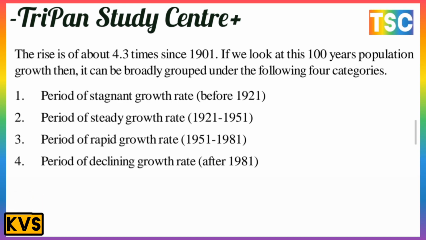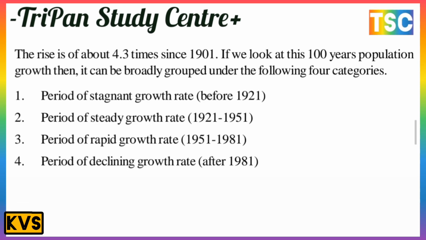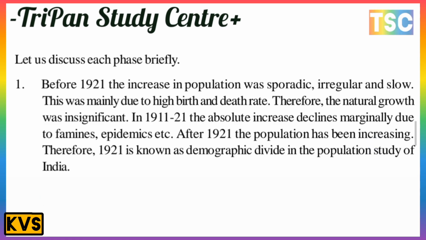If we look at the 100-year population growth, it can be broadly grouped under the following four categories: a period of stagnant growth rate before 1921, a period of steady growth rate from 1921 to 1951, a period of rapid growth rate from 1951 to 1981, and a period of declining growth rate after 1981. Let us discuss each phase briefly.